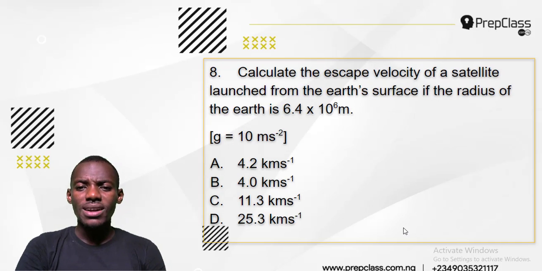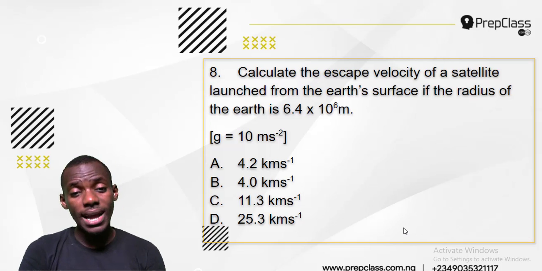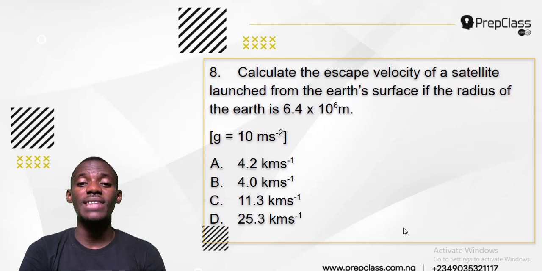Number 8. Calculate the escape velocity of a satellite launched from the Earth's surface if the radius of the Earth is 6.4 times 10 to the power 6 meters, and g, the acceleration due to gravity, is 10 meters per second squared.